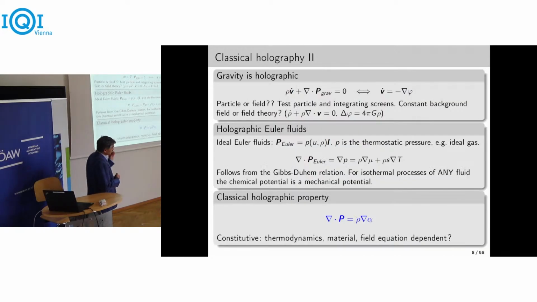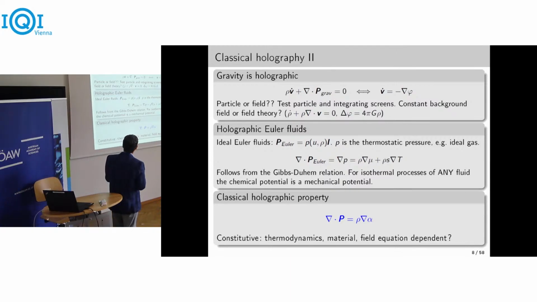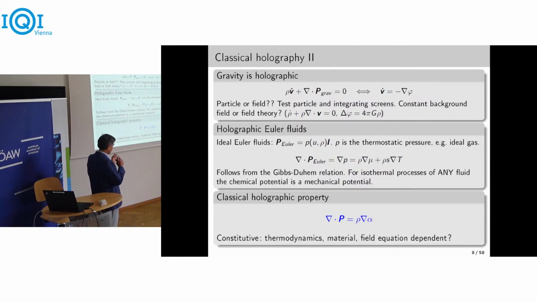In this sense, gravity is holographic. Three-dimensional information is encoded in a two-dimensional surface, or any two-dimensional surface. And if you look at the momentum balance, if you do this transformation, divide by rho, you get this equation, which looks like a local Newtonian equation. And therefore, it means that for gravity, the fluid actually can be represented or understood as a particle.